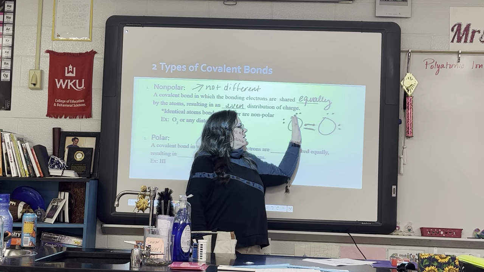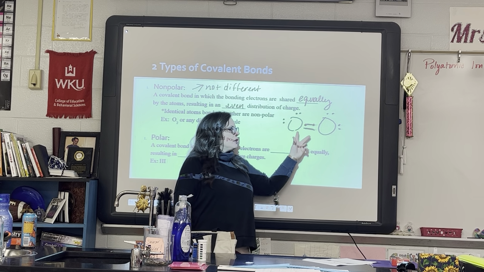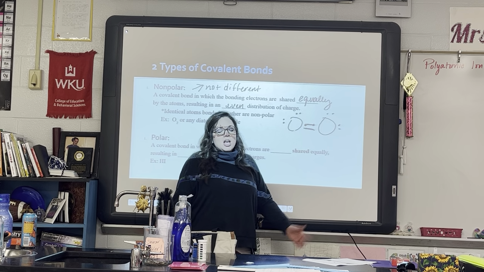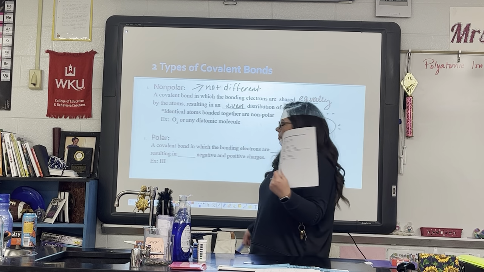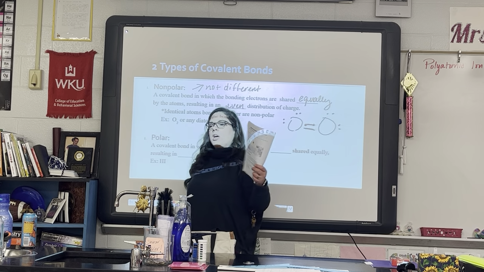But what if I took this oxygen off and I put hydrogen here? Do you think the electrons would be shared equally? No. Probably not, right? So look at this table that I put on your guided notes. I don't have it up here, but look at the table. So this is a table of electronegativity values.